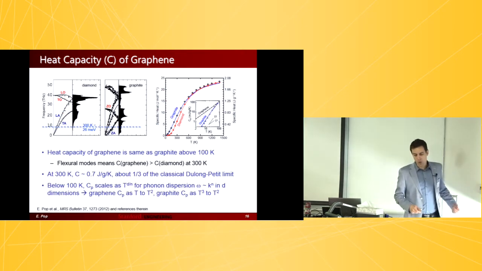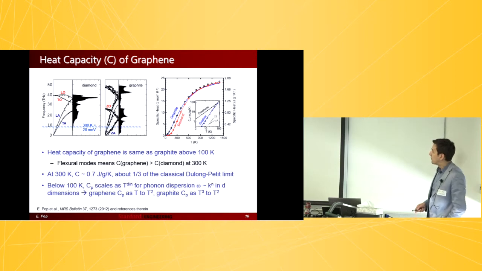I want to say just one word about heat capacity. Heat capacity is basically the ability to store heat, right? It's the energy per degree Kelvin per unit mole, if you will, or per gram or per cubic centimeter, depending which units you prefer. This is where the ZA modes are a little bit interesting.